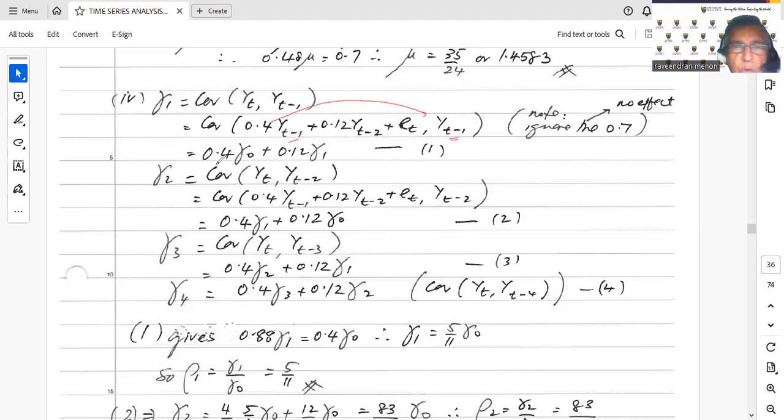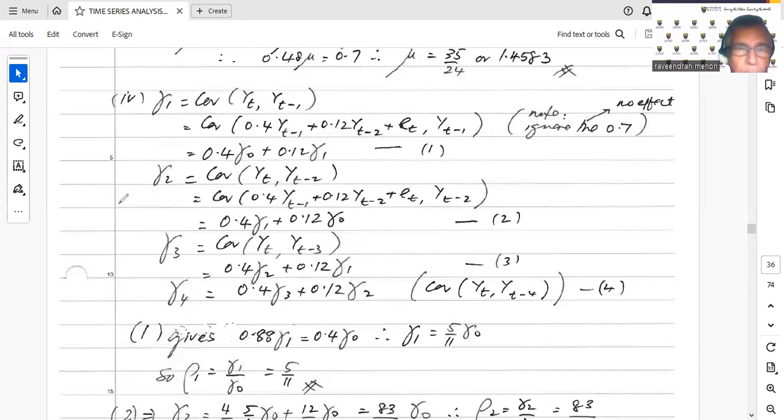So you'll get 0.4 gamma naught. Then you go to the next one, 0.12 here and this one here. So t minus 1 minus t minus 2, we have gamma 1. So gamma 1 is 0.4 gamma naught plus 0.12 gamma 1. This and this, it's 0, so it doesn't bother us. We have said that before. This is a past observation. This is your present error. The logic is all the same.